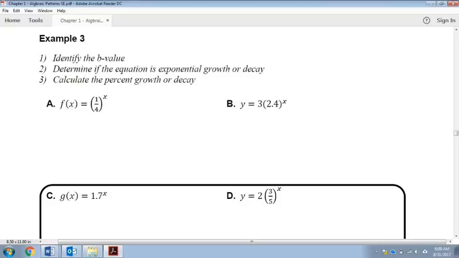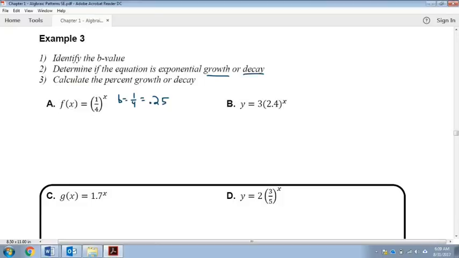Okay, so first things first. Identify the b. So for letter A, the b is 1/4. B equals 1/4. Or we can think of that as a decimal as 0.25. That's fine. Okay? Determine if it's growth or decay.